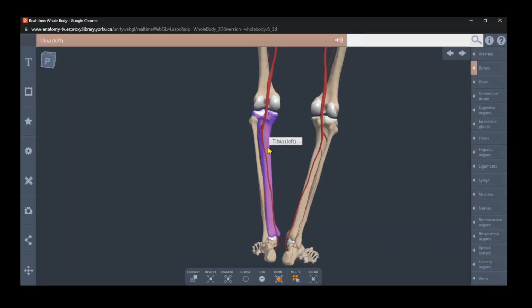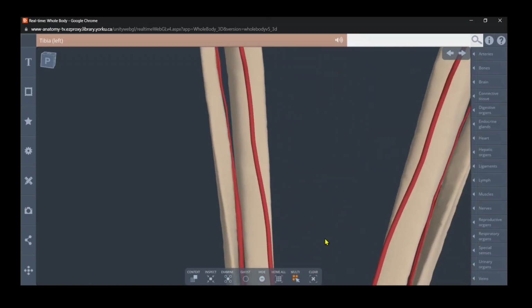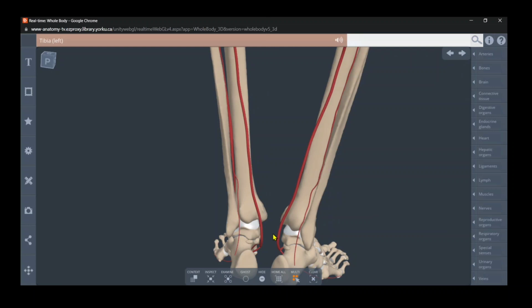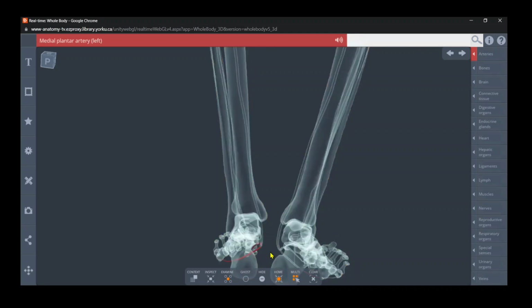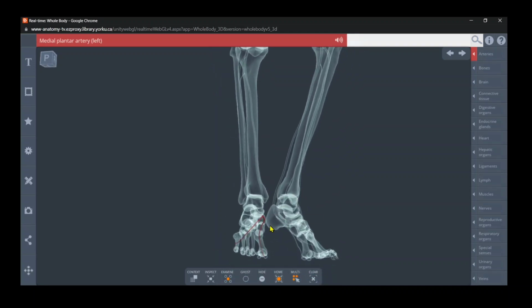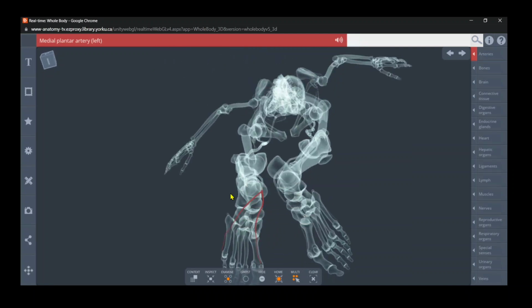Popliteal again gives off a branch called the fibular artery, okay? After it does that, it actually gives off two more branches. It's called the lateral plantar and the medial plantar, okay? So if we examine these on their own, and again, plantar means that they're just on the plantar surface of the foot, like down here, okay?